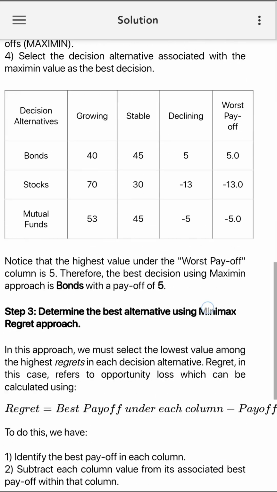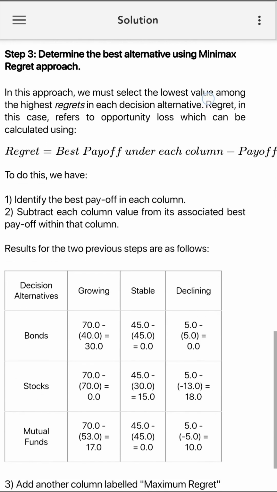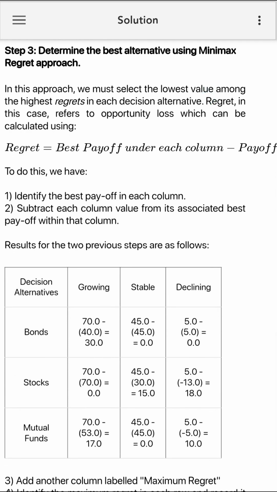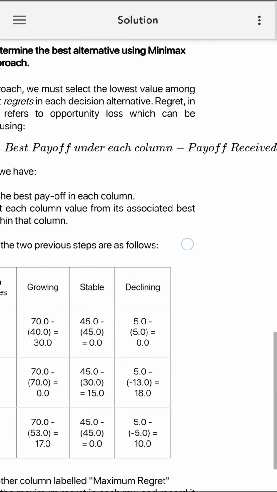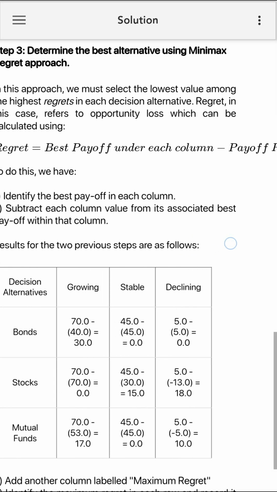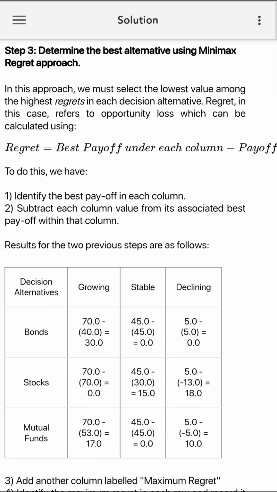In Step 3, we determine the best decision alternative using the Minimax regret approach. In this approach, we must identify the best payoff in each state of nature. For example, for a growing economy, the payoffs are 40, 70, and 53. As a result, the best payoff in this column is equal to 70. In other words, in a growing economy, the best decision is to invest in stocks.